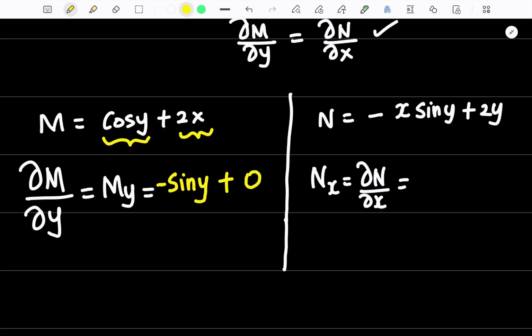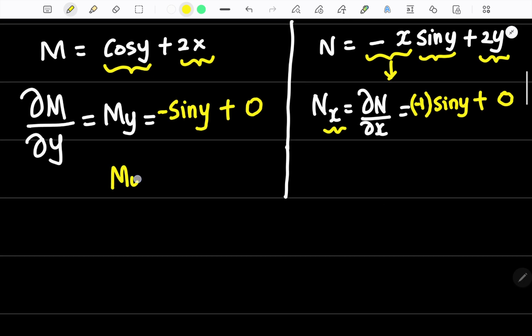Right, let's do with respect to x. When I do with respect to x, sine y is a constant. Do not touch it. What is the derivative of minus x? Minus x derivative is minus 1. Okay, everybody? Keep in your mind minus 1. And what is the derivative of 2y with respect to x? 0.